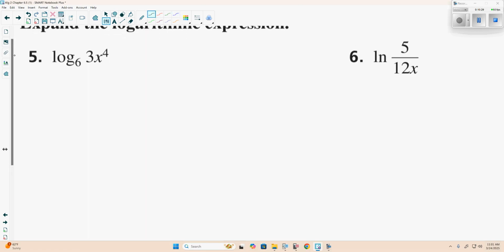So the next one we have is log base 6 of 3x to the 4th. 3x to the 4th is inside. Now the first place we're going to start is the quotient. Do we have anything being divided inside the logarithm? No. So we don't have a quotient for this here, so we can move to the product. We do have two things being multiplied, 3 and our x to the 4th.